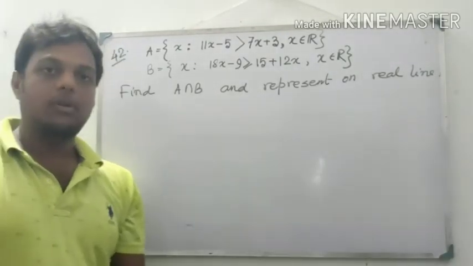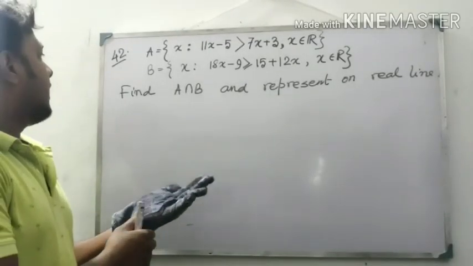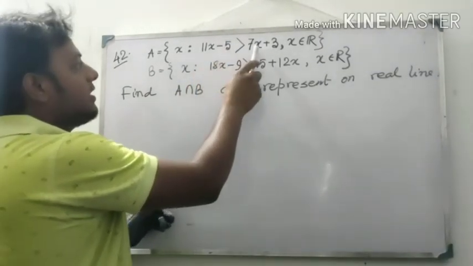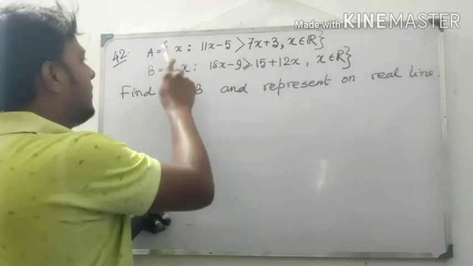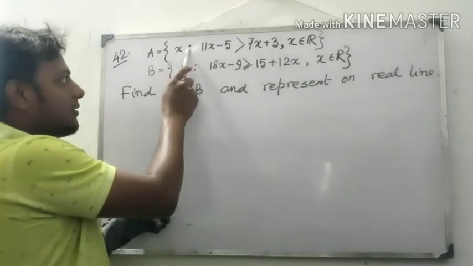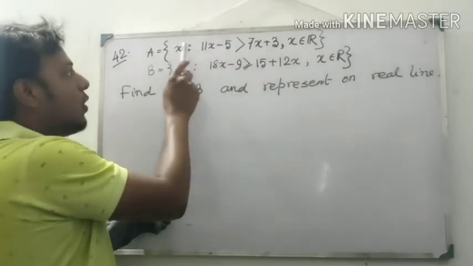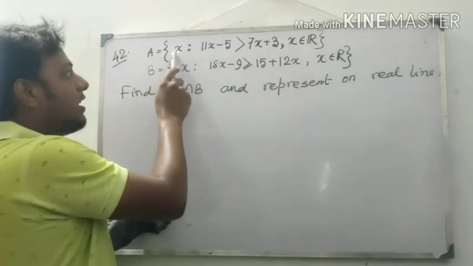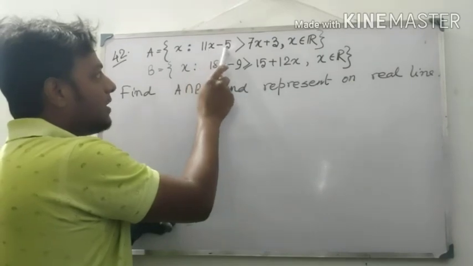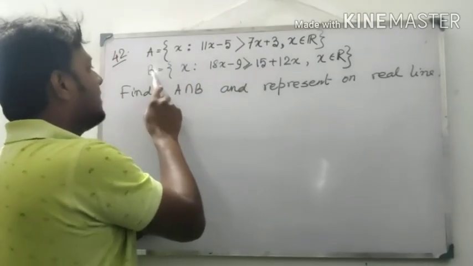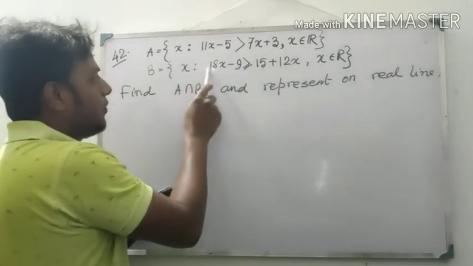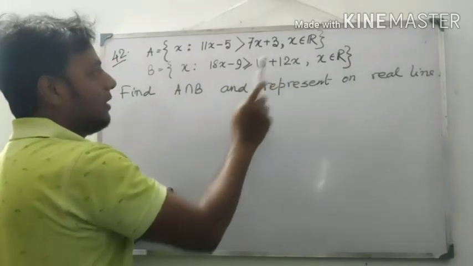Next, problem number 42 from your exercise. It is given that A equals {x such that 11x minus 5 is greater than 7x plus 3, x belongs to R}. Actually, A equals those x such that, this is the condition. Those x which satisfy this inequality, 11x minus 5 greater than 7x plus 3, we have to take in the set A, and B is the set of those x which satisfy this other inequality.